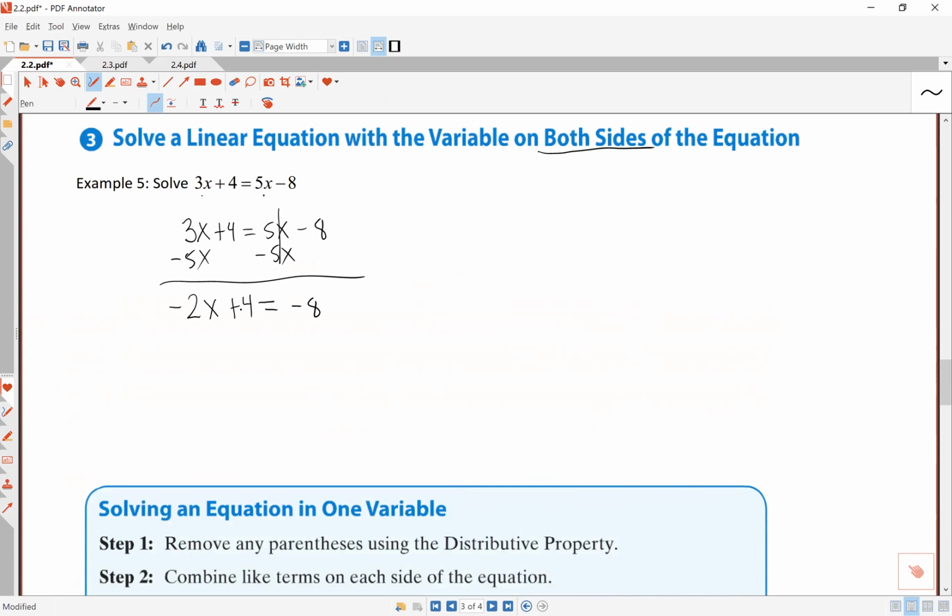Now we undo what we're adding or subtracting first. So we subtract the 4. And we get negative 2x. Negative 8 minus 4 is negative 12. Remember, when we use both properties together, we always first undo the addition portion. Step 2, now we undo the multiplication portion. So we divide both sides by negative 2. And we get x equals 6.